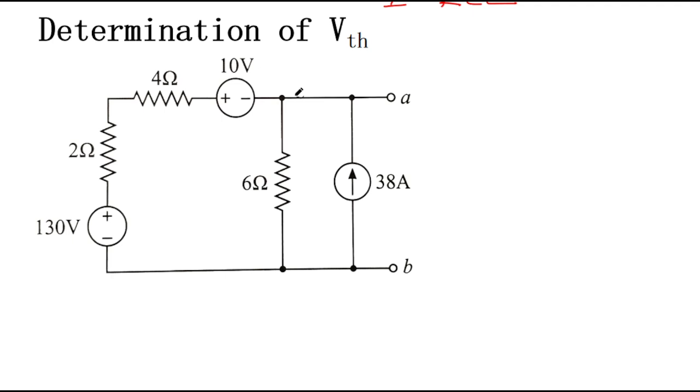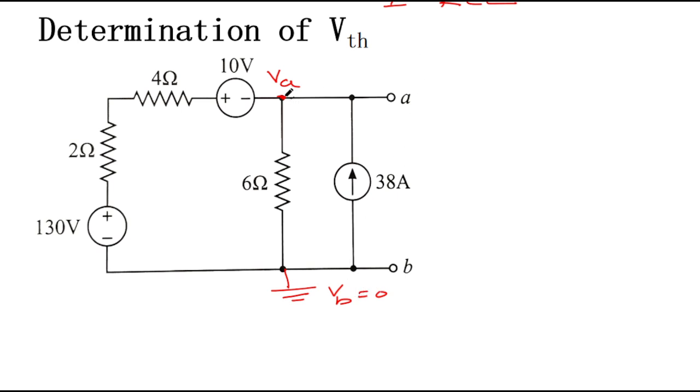By using KCL, let us say the potential at this point is VA. Let us say this point B is the reference node, which is grounded, so the voltage here is 0. So VB is equal to 0, right?